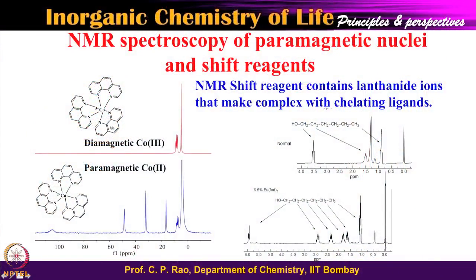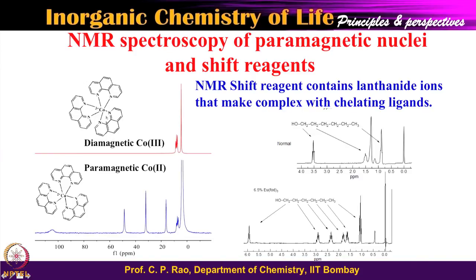So, what we looked at in the previous class was that when you have a diamagnetic species, that means no paramagnetic species, the proton NMR spectrum will come in 0 to 10, 0 to 15 ppm. Once you have a paramagnetic center, the signals will shift to varying extents depending upon the contact shift. So, these are referred to as the contact shifts.